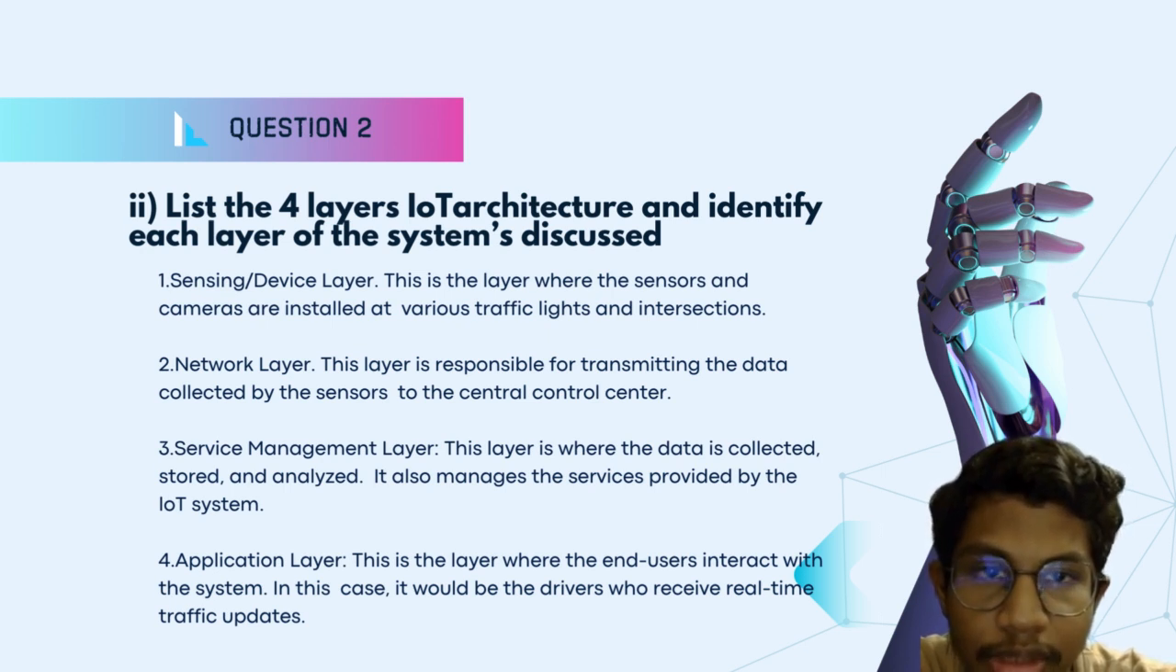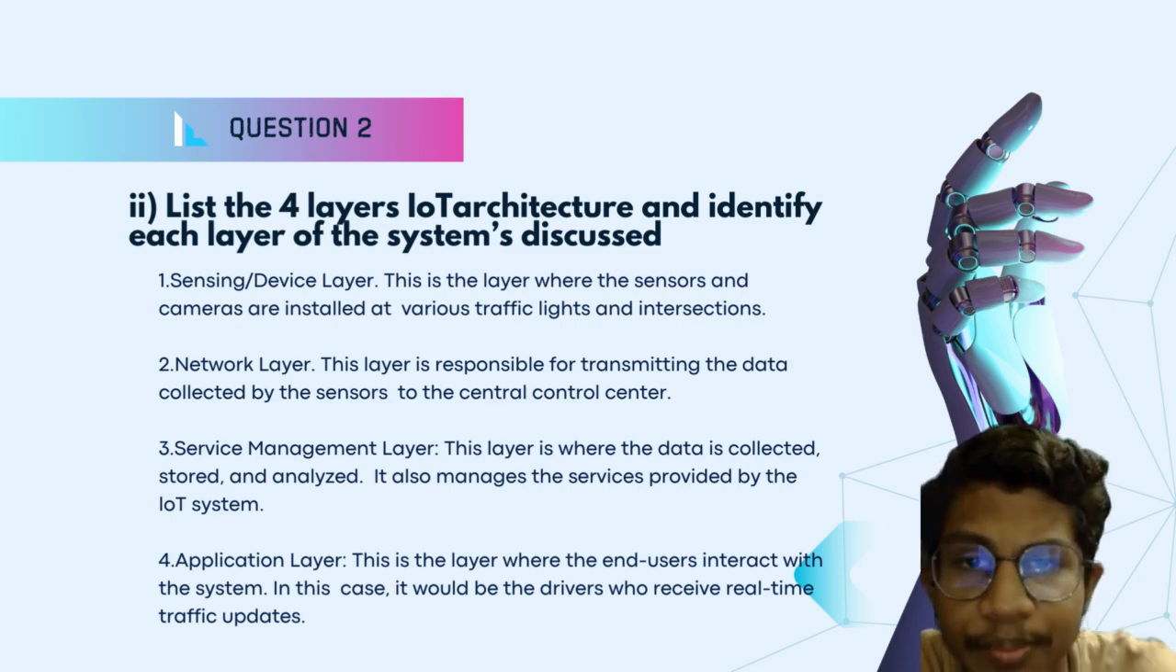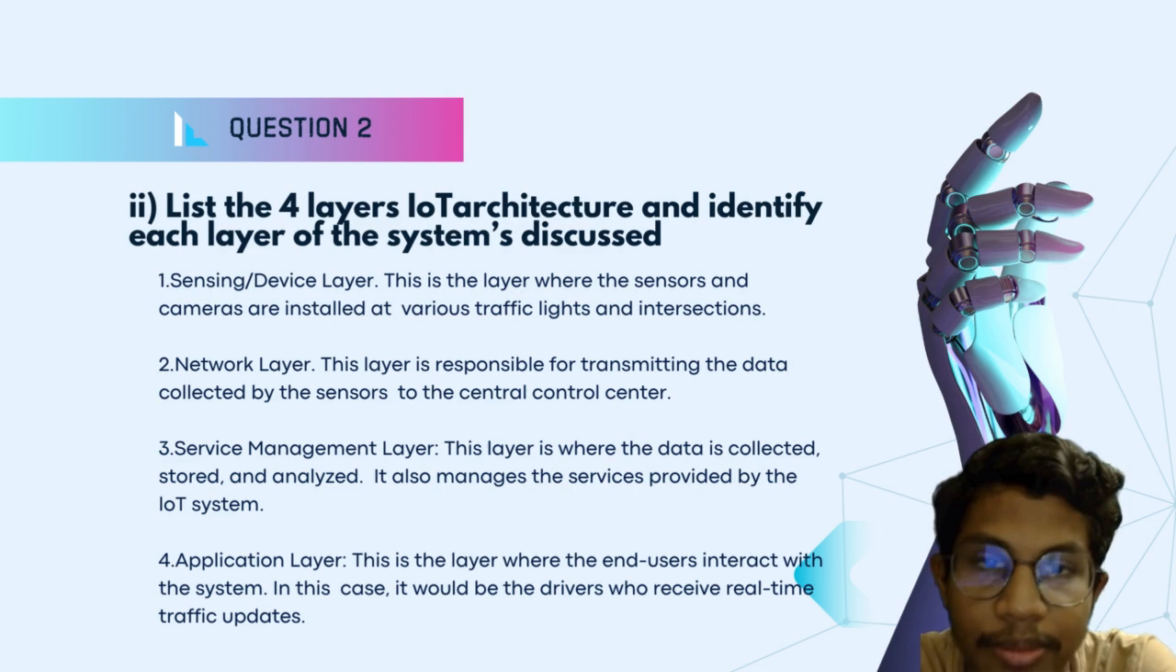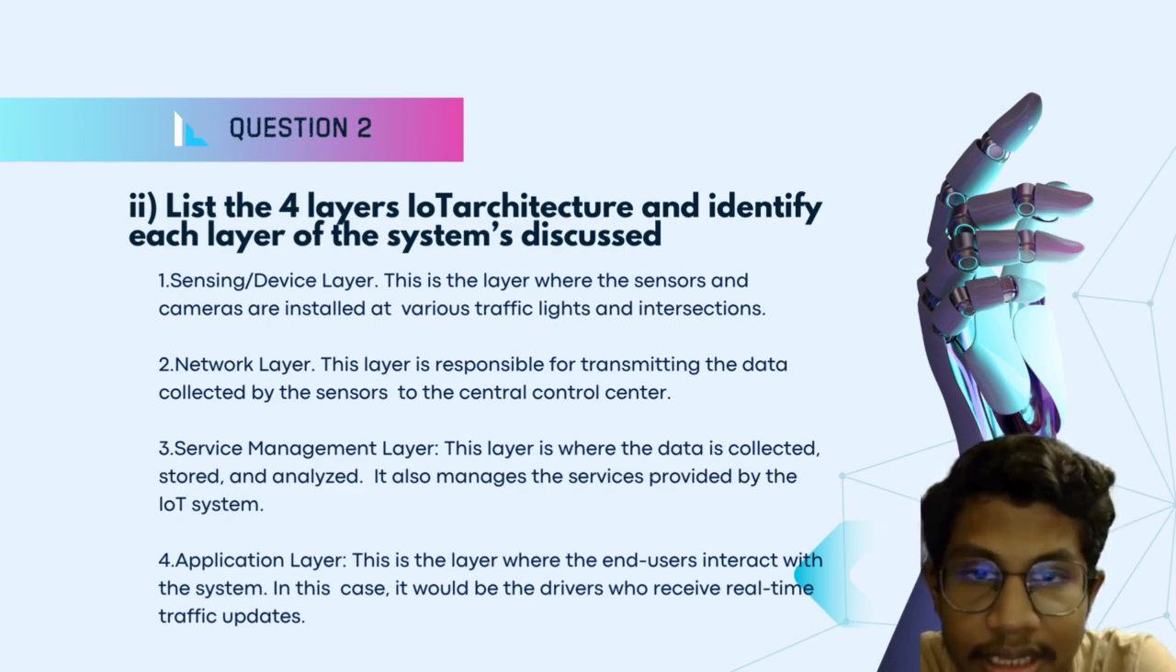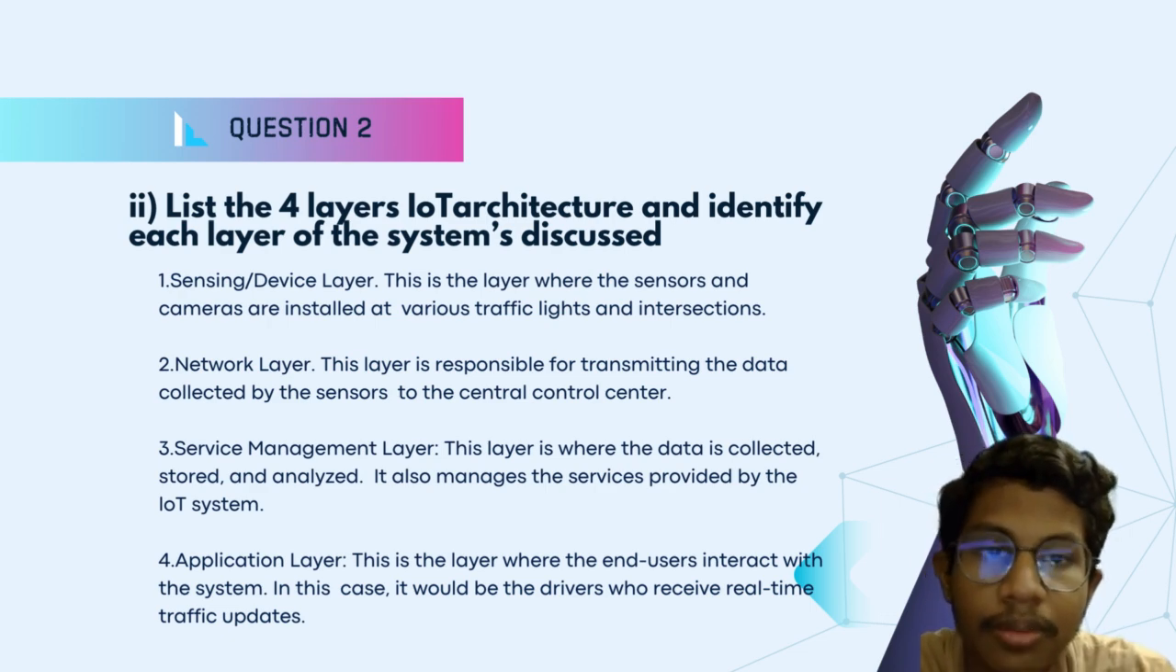This layer is responsible for transmitting the data collected by the sensors to the central control center. The third layer is service management layer. This layer is where the data is collected, stored, and analyzed. It also manages the service provided by the IoT system. The last layer is application layer. The function of application layer is this is the layer where the end users interact with the system. In this case, it would be the drivers who receive real-time traffic updates.